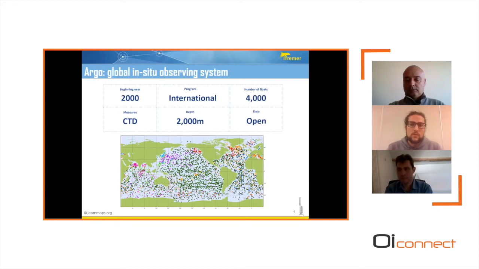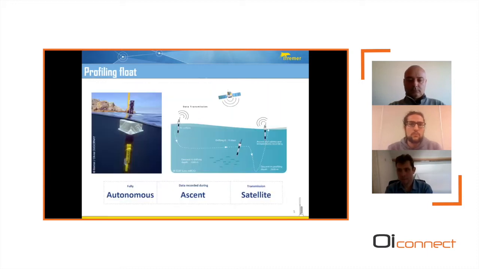I will now talk about what is a profiling float. So basically, a profiling float, it's a fully autonomous buoy which records CTD data during ascent. All the data is transmitted by a satellite, once the float is at the surface.